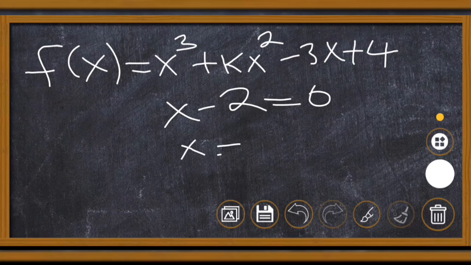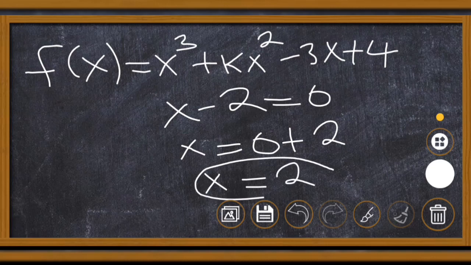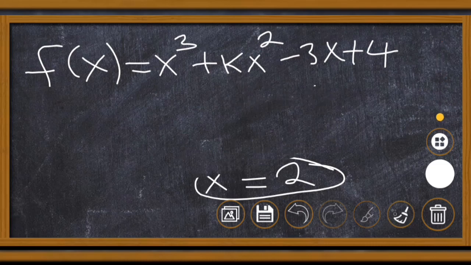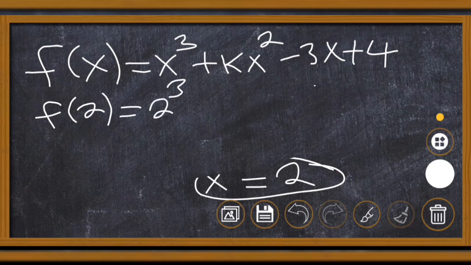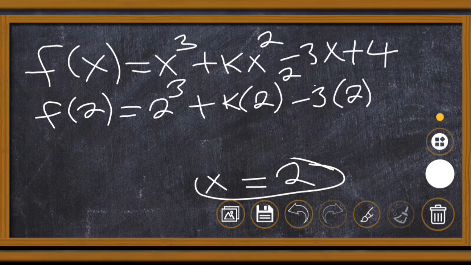So we have x equals 0 plus 2, which is positive 2. This is the value that we are going to replace in our given polynomial function. So we are going to have f of x, where there is x we replace with 2, equals 2 raised to power 3 plus k times 2 squared minus 3 times 2 plus 4.